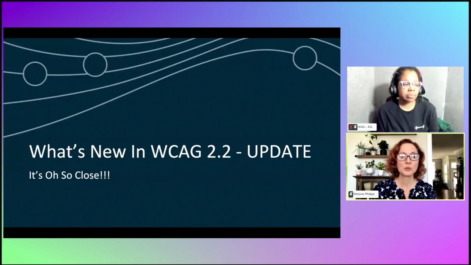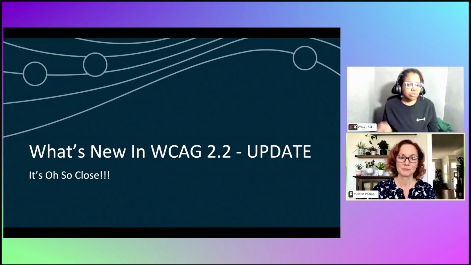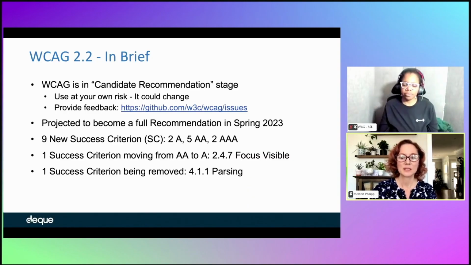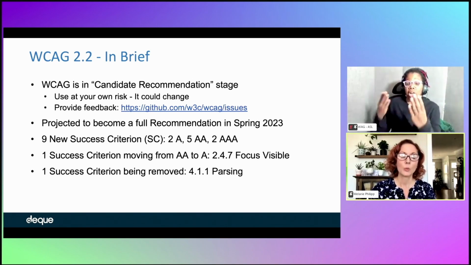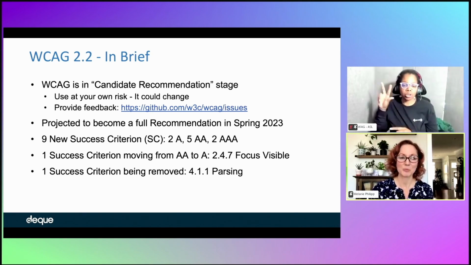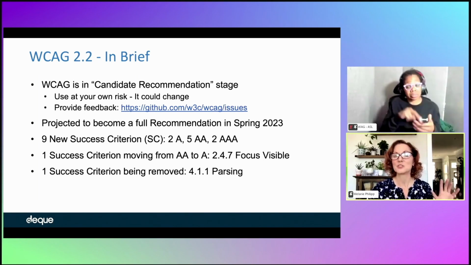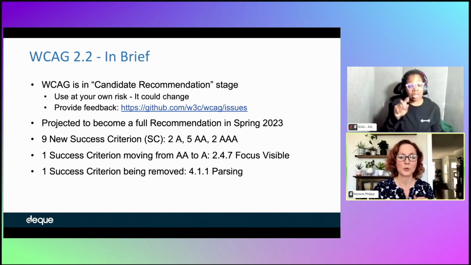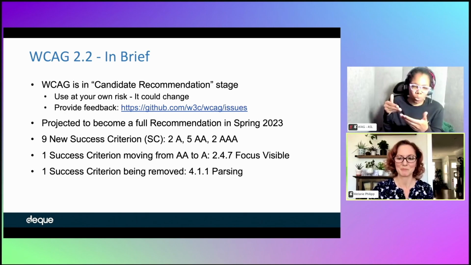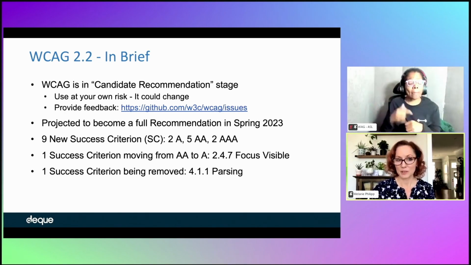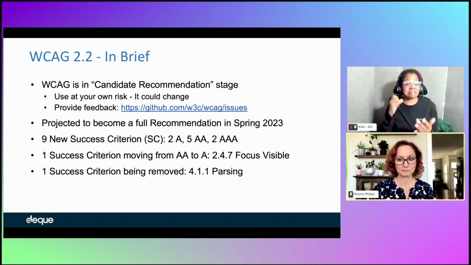So what is new in 2.2? As I'm speaking to you today, WCAG 2.2 is currently in its second candidate recommendation phase. Without going into the details of the W3C process for publishing technical specifications, this means that WCAG 2.2 is oh so close to becoming a standard. We expect that it will be official later this spring.